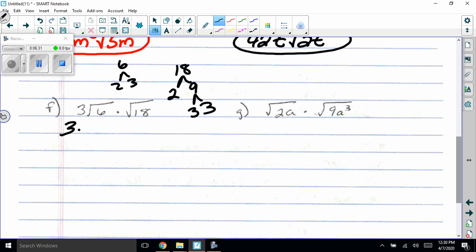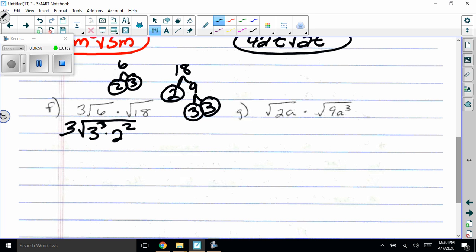3 on the outside, radical. You look, I've got 1, 2, 3 3s. Okay, so let's write it like this. I've got 3 3s, and I've got 2 2s on the inside. So now I can start thinking about what I can pull out of the radical. When I'm pulling out of the radical, I'm looking for perfect squares, or 2 of the same factors that I can pull out.